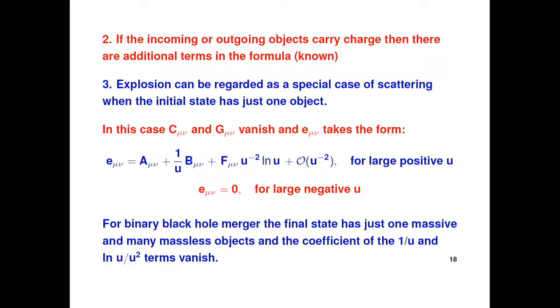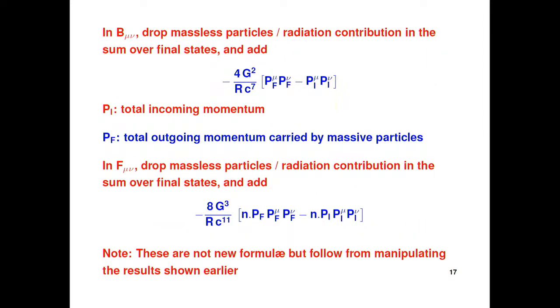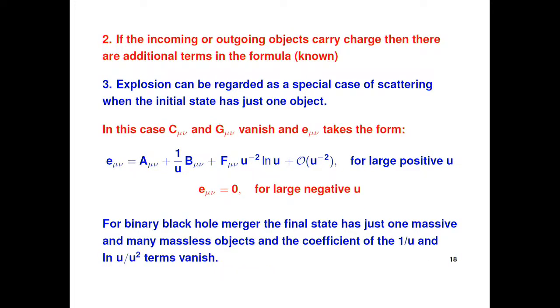And finally, for binary black hole merger, the final state has just one massive object and many massless objects. Again, these massless objects you can think of as a lot of gravitons going out of the system, or just gravitational waves carrying away energy. Either way, you can regard them as massless particles which are carrying away the energy. So in this case, one can use this formula that I described, these replacement formulae, and one can show that the final state results exactly cancel. So the 1 over u and 1 over u log u over u squared coefficient vanishes even in the final state. So the only thing that remains there is the memory.